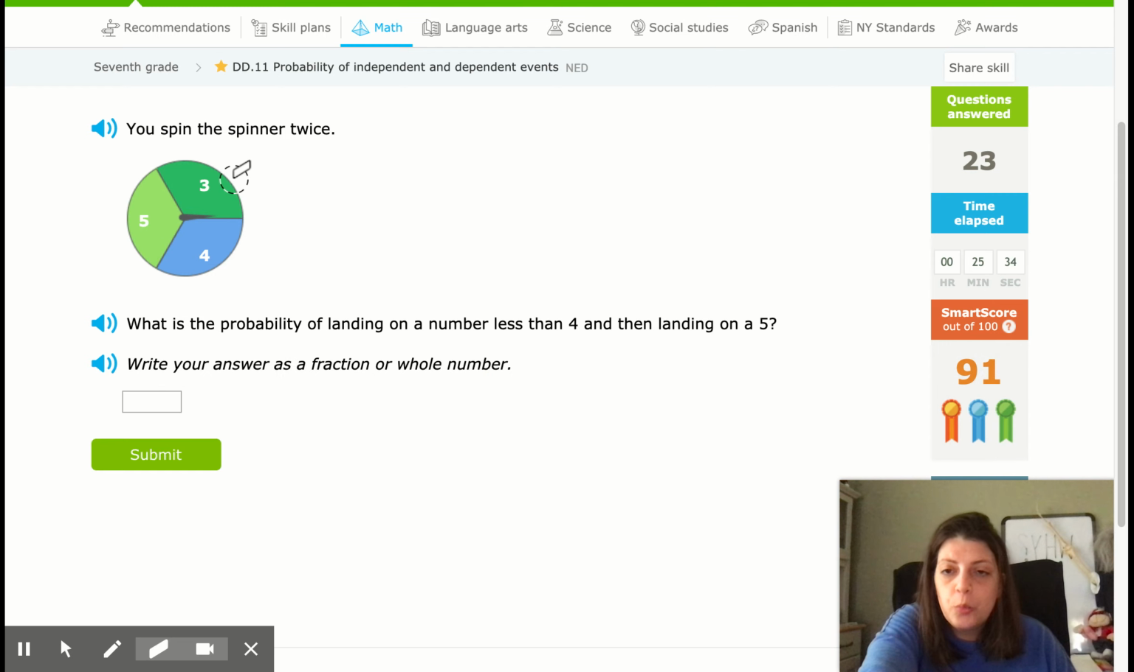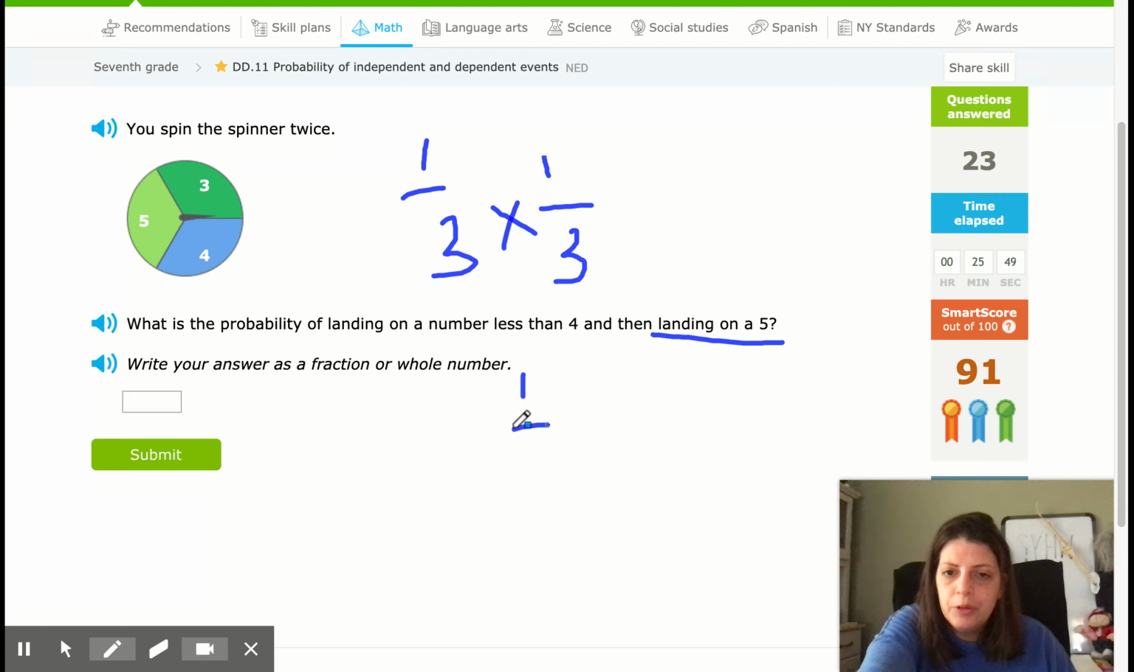You spin the spinner twice. What is the probability of landing on a number less than 4? It was 1 out of 3. And then landing on a 5. 1 out of 3. Multiply. 1 out of 9.